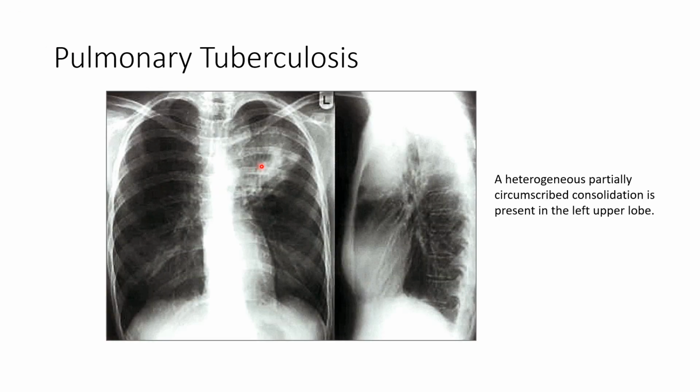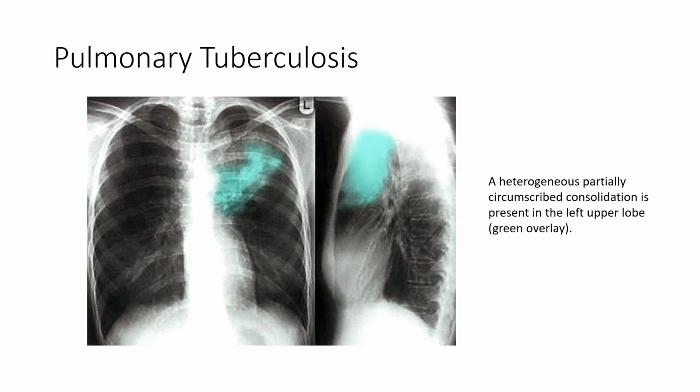A heterogeneous, partially circumscribed consolidation is present in the left upper lobe. Same X-ray with overlay. A heterogeneous, partially circumscribed consolidation is present in the left upper lobe. Green overlay.